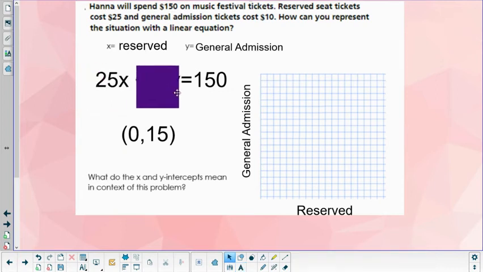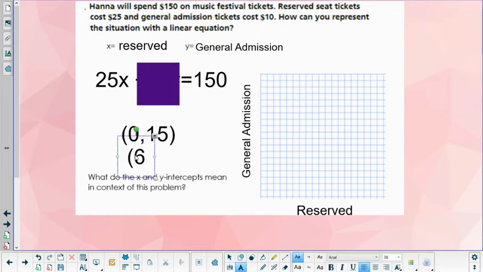Now, if I cover up the other one, I have 150 divided by 25. So think, if I have $1.50, how many quarters are in $1.50? Well, there's 4 in $1 plus 2 more would be 50. So that would be 6 tickets. So in this case, our X value is 6 and our Y value was 0.